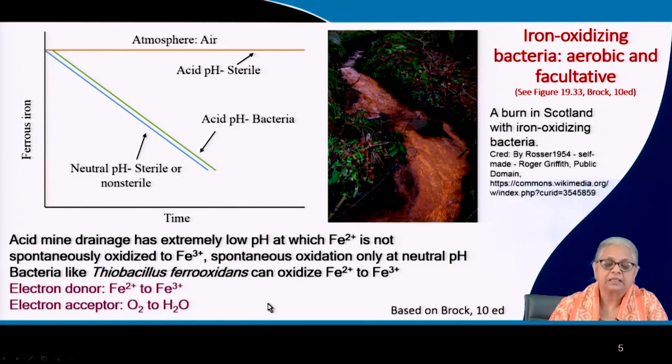So this is a very interesting example of a particular group of bacteria which is capable of oxidizing iron under acidic conditions. So by definition, these bacteria are acidophilic bacteria, and like I said, they can be aerobic as well as facultative. There have been several reports in the literature, which I will come to in a little bit. The electron donor in these reactions is ferrous iron, and it's converted to ferric iron, and the electron acceptor is oxygen. So it remains an autotrophic reaction.